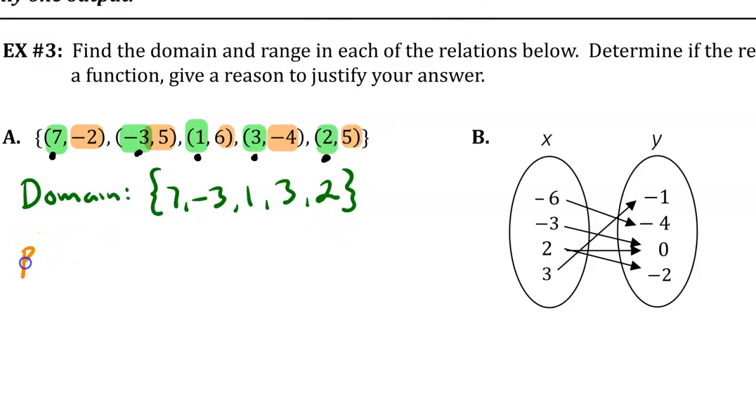So we have range. Negative 2. And 5. And 6. And negative 4. And 5. Good.